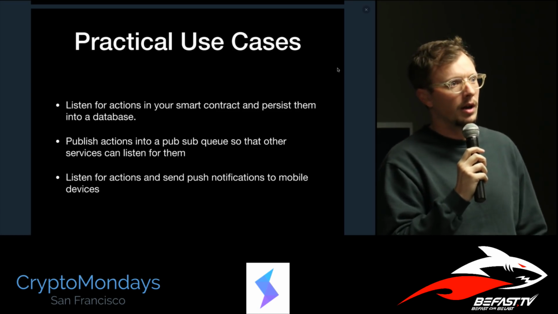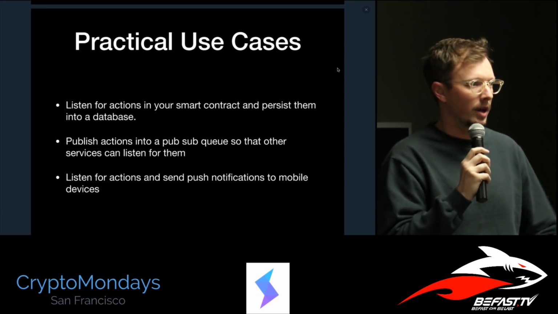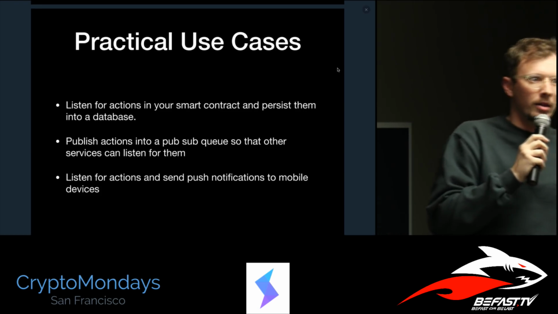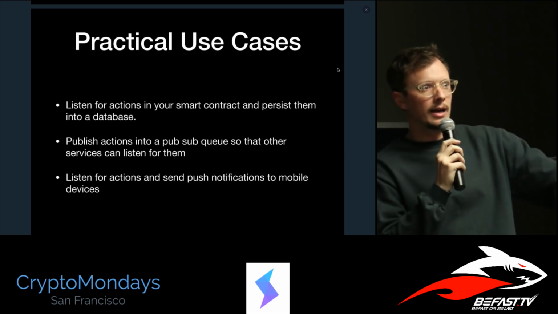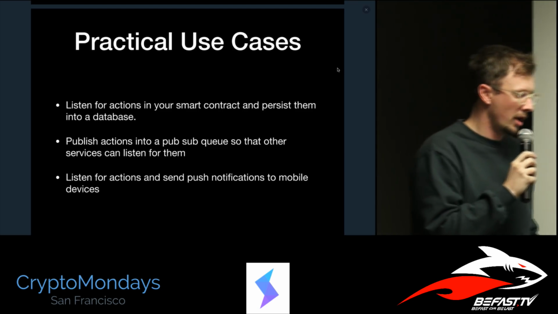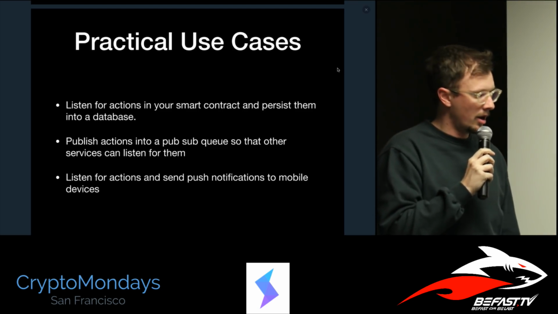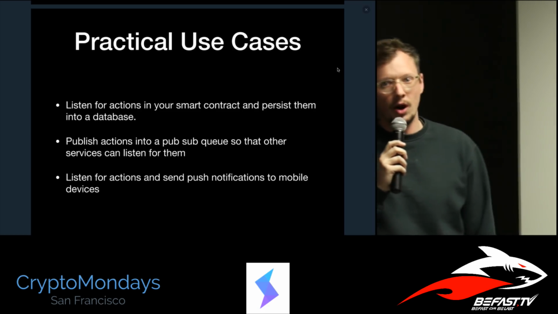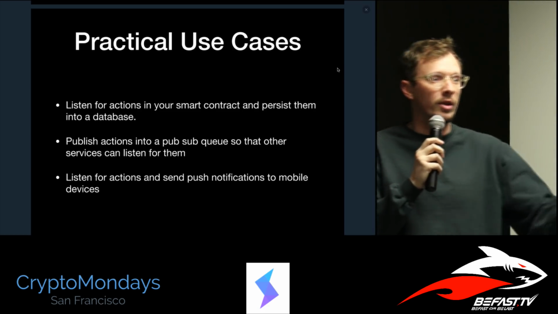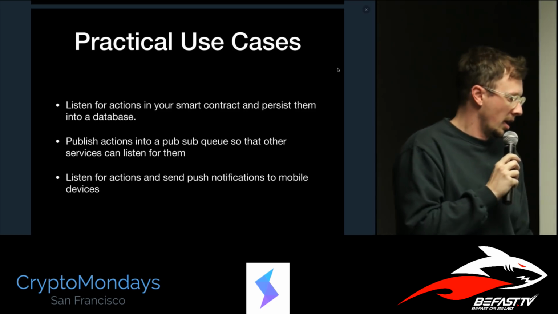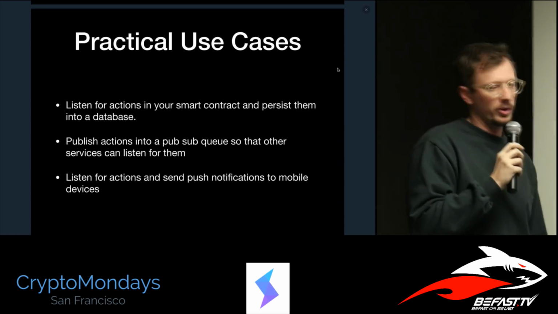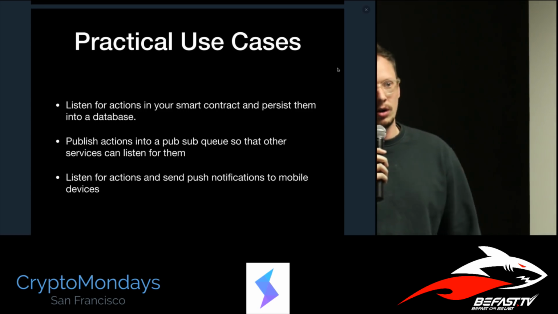You could even have them in different tables, and you could have some sort of relation between them that the blockchain doesn't really allow in that way. So it gives you some more flexibility. You can publish actions into some sort of pub sub queue, so other services in your stack can listen for them and then do whatever. You can send push notifications to mobile devices. So this is something that we do currently.